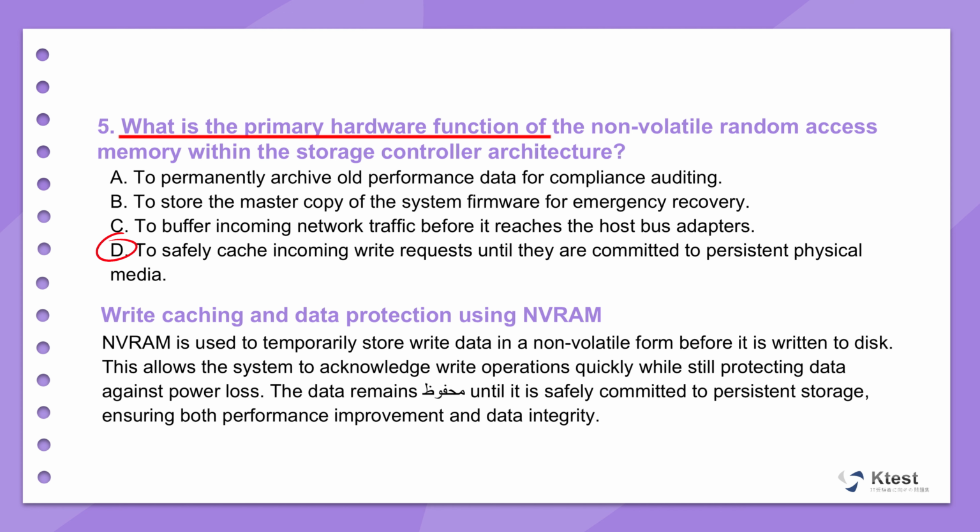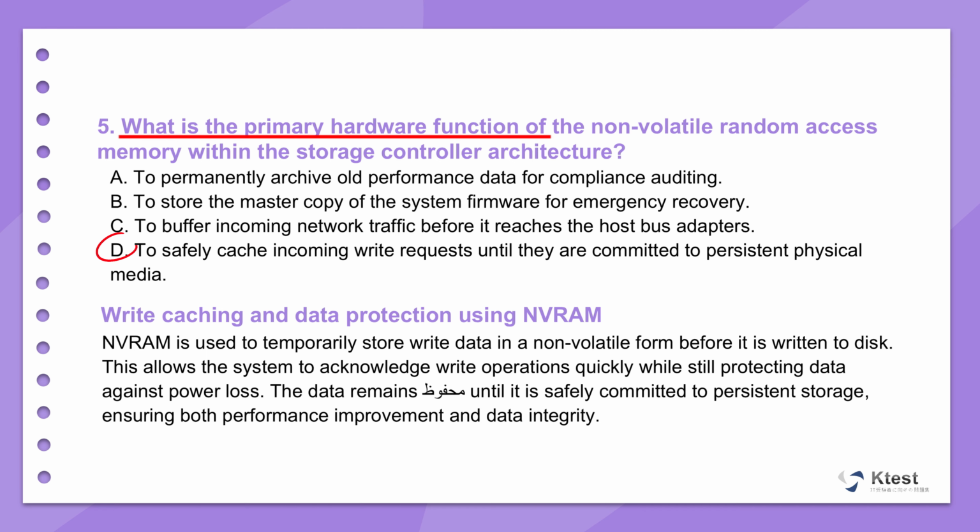Let's look at the wrong answers. I can guess why A is wrong. NVRAM is expensive, highly limited real estate on the motherboard. You wouldn't waste it on permanently archiving gigabytes of old performance data. You just dump that to cheap disk storage. Spot on. Option B is incorrect because, as we just learned in the last section, the system firmware lives on the boot media, not the NVRAM cache.